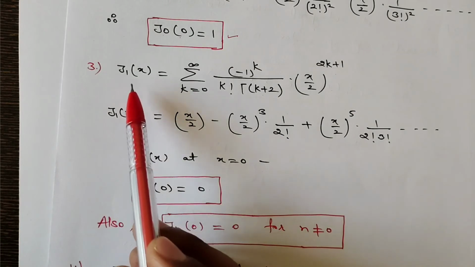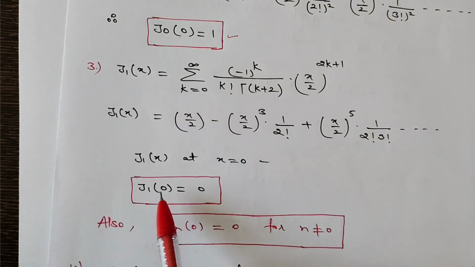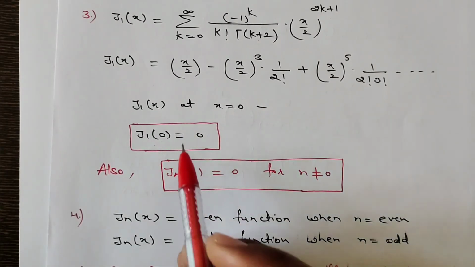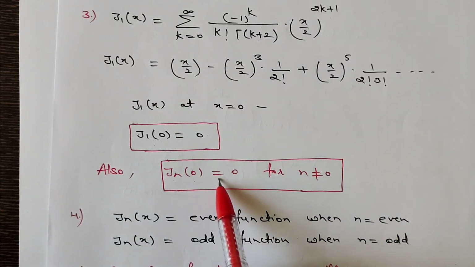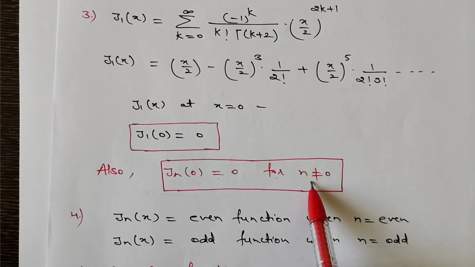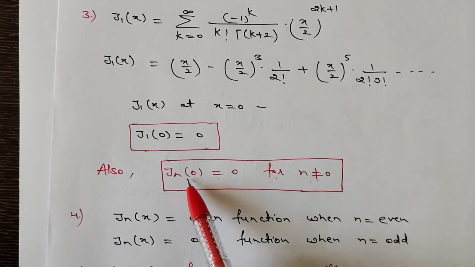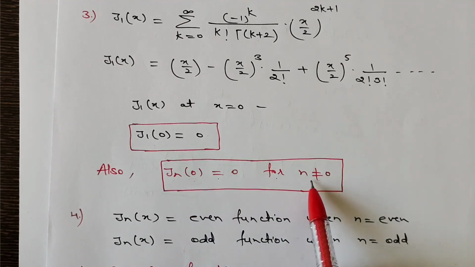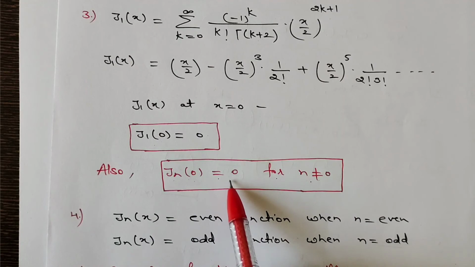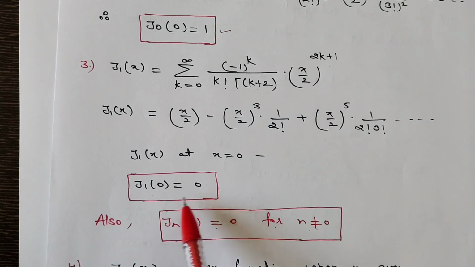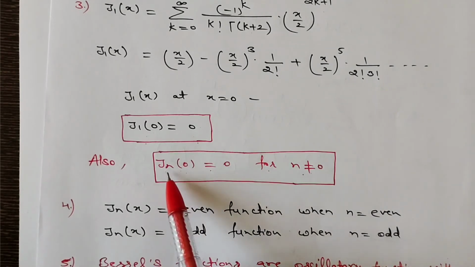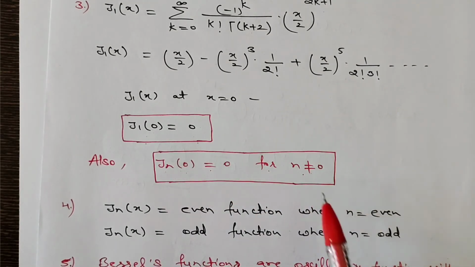Similarly we can find J2(x), J3(x), J4(x), and check their value at x equals 0. All those results will be 0. So we can summarize these results in a single expression: Jn(0) is 0 for n not equal to 0. It means when n is 0, Jn(0) is not 0, but when n is not equal to 0, Jn(0) comes out to be 0. We can clearly see that J0 at x equals 0 is 1, but J1(0) is 0. Similarly J2(0) will be 0, J3(0) will also be 0. So you can say Jn(0) is 0 for n not equal to 0.